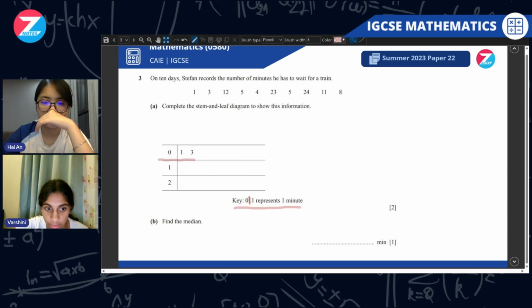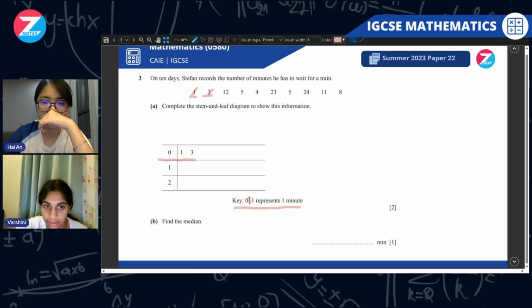The first stem is 0. So let's take all the numbers that have a 0, as in do not have a tens place. Okay, so over here we already have 1 and 3. We can take these out. 12 over here, we can clearly see that it belongs in the tens.